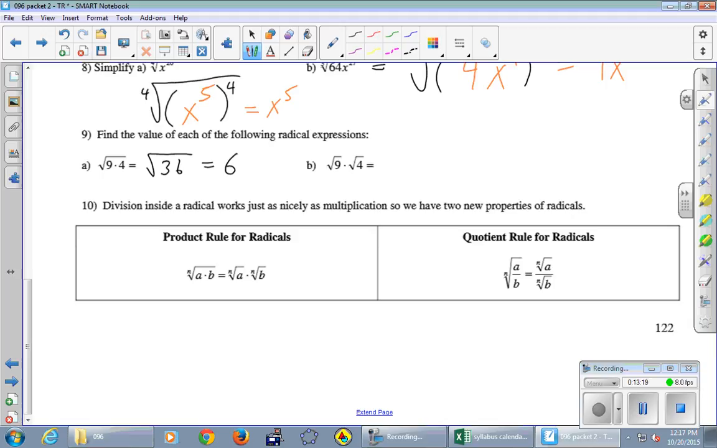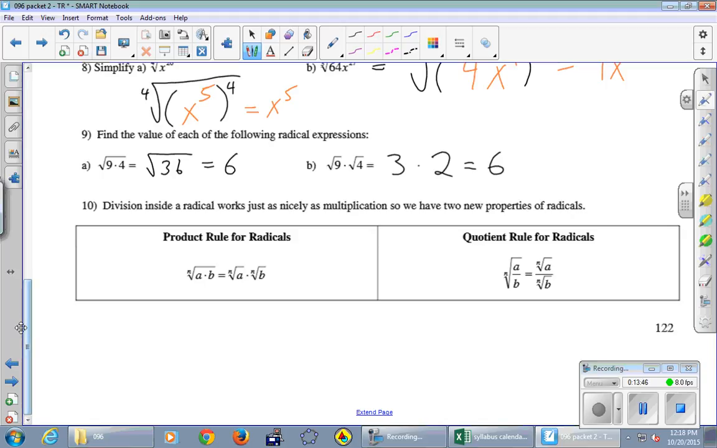Over here, it says do the square roots first and then multiply at the end. Square root of 9, 3, times 2 is 6. And it was the same answer both times, right? 6. And so it turns out this is true in general. If you have the square root of 2 things multiplied together, you can multiply first and do the square root last, or you can do the square roots first and multiply last, and you get exactly the same answer.